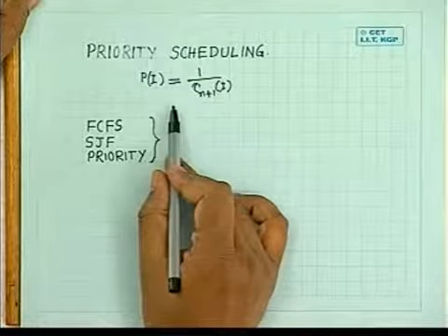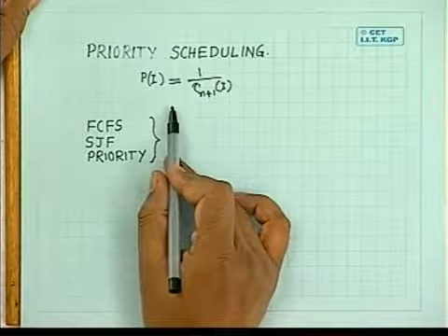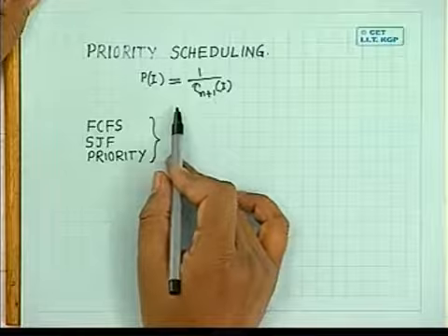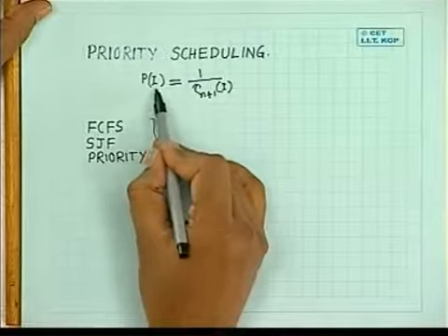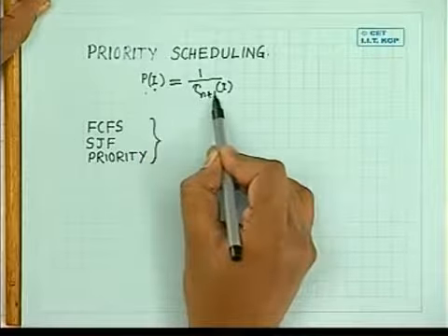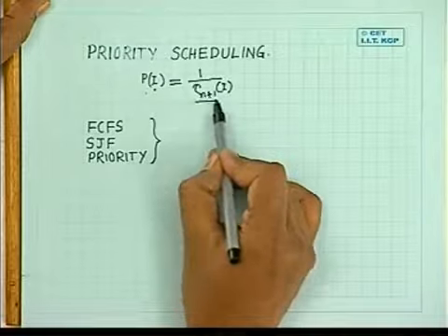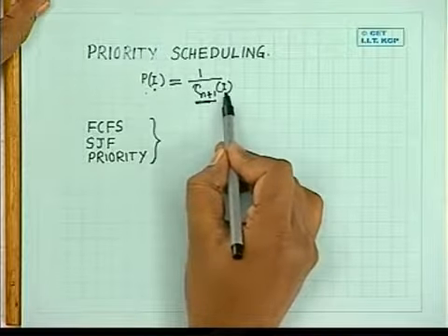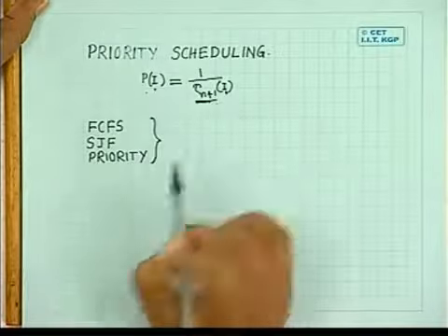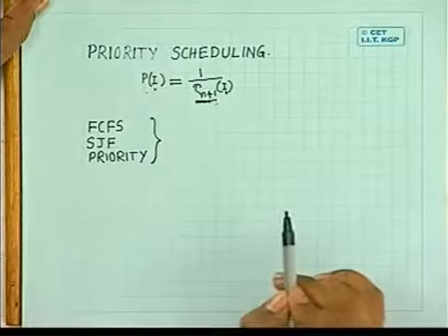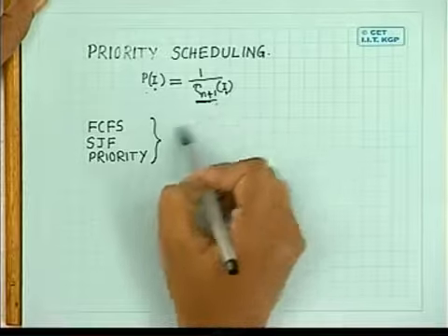So can we call SJF as priority scheduling? Yes, that is what I said. SJF, shortest job first, we are calling a special case of priority scheduling. How the priority is defined: the priority of job I is the reciprocal of the predicted next CPU burst time of job I. So, the job whose predicted next CPU burst is minimum will have maximum priority, because we are taking the reciprocal of that as the priority of that job.